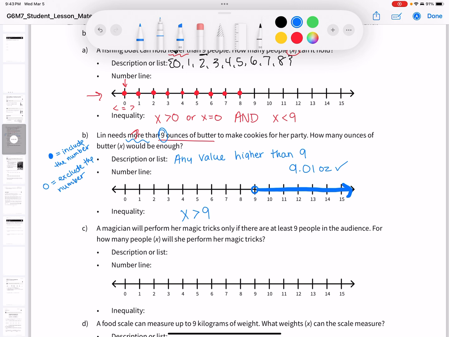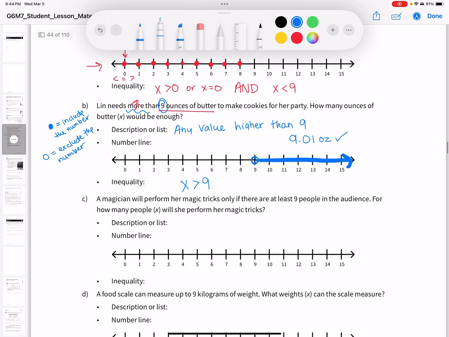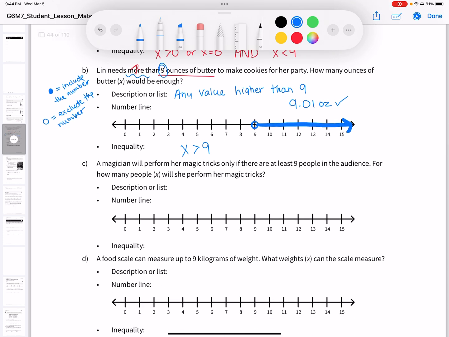Okay, so let's look at C. A magician will perform her magic tricks only if there are at least 9 people. So could I have 9 people there? Yes. Could I have 12 people there? Yes. Could I have 3 people there? No. Right? For how many people X will she perform her magic tricks?